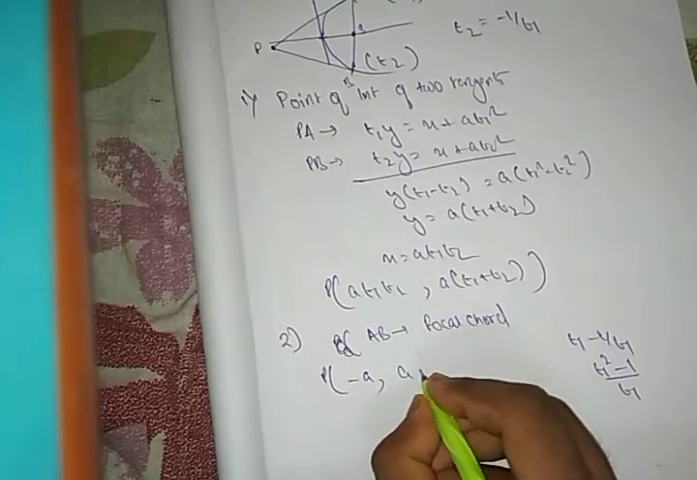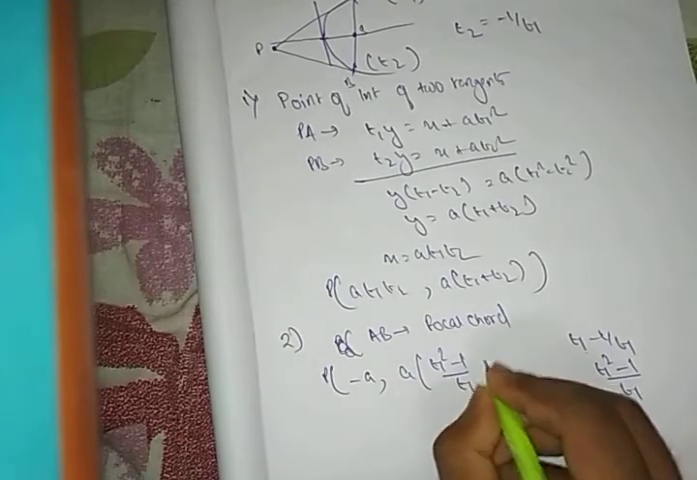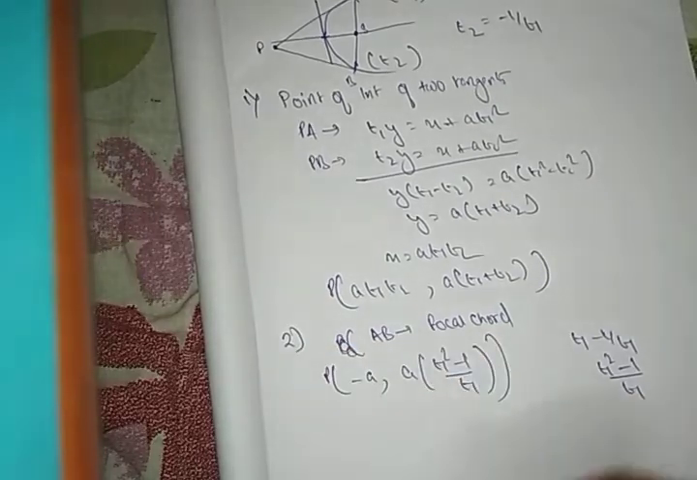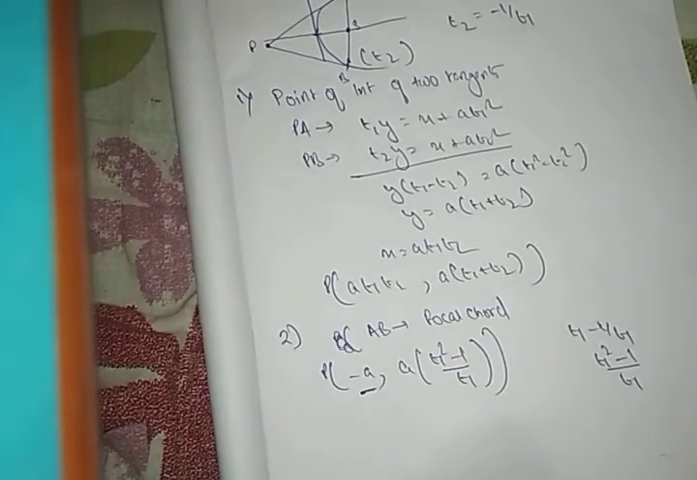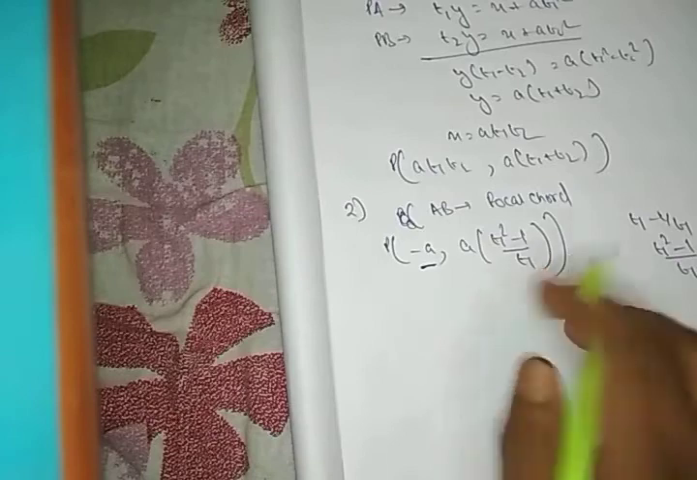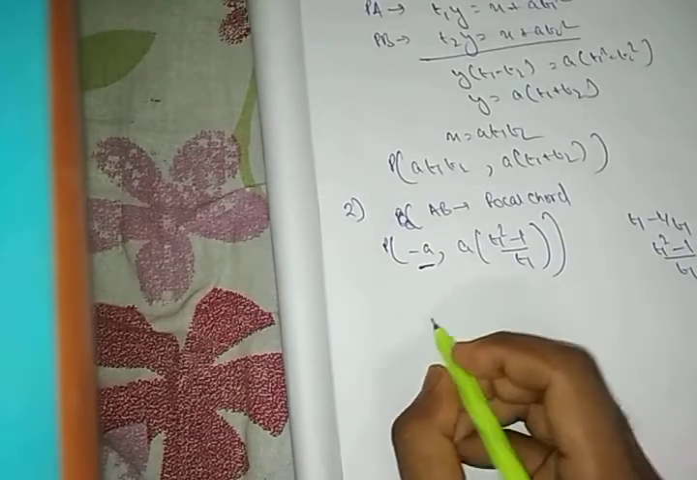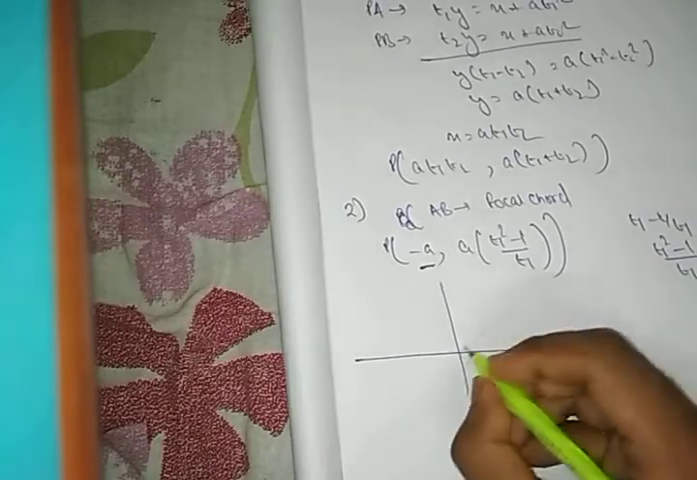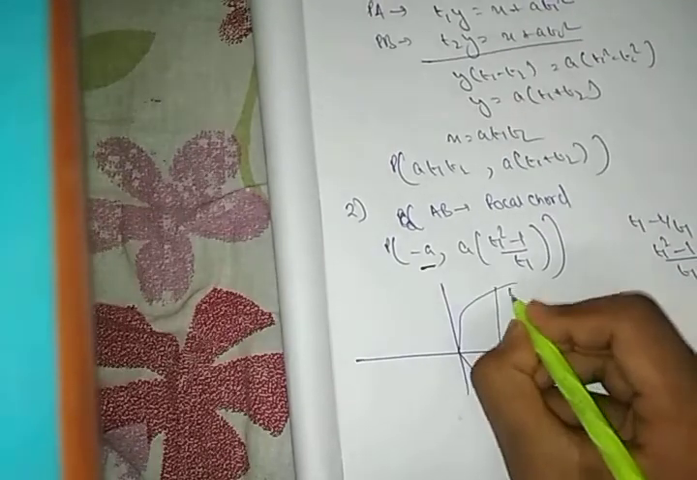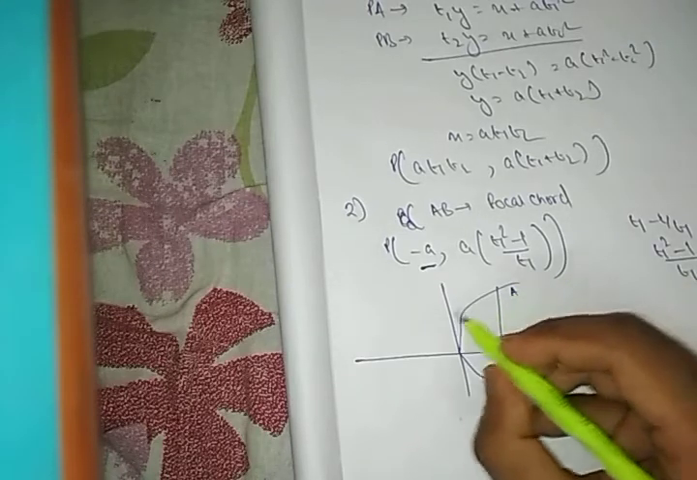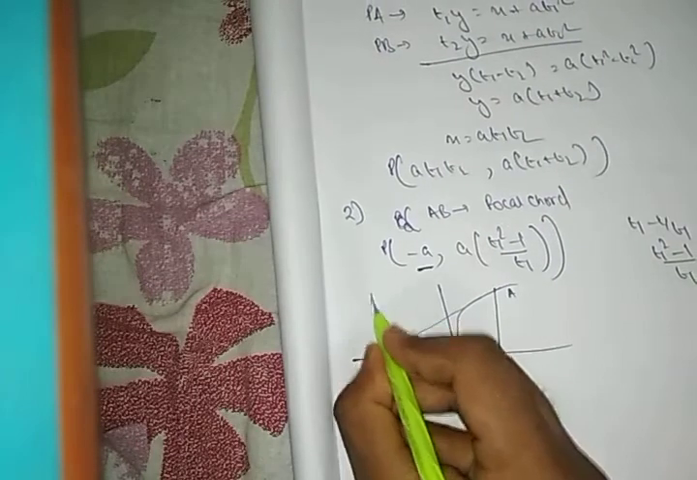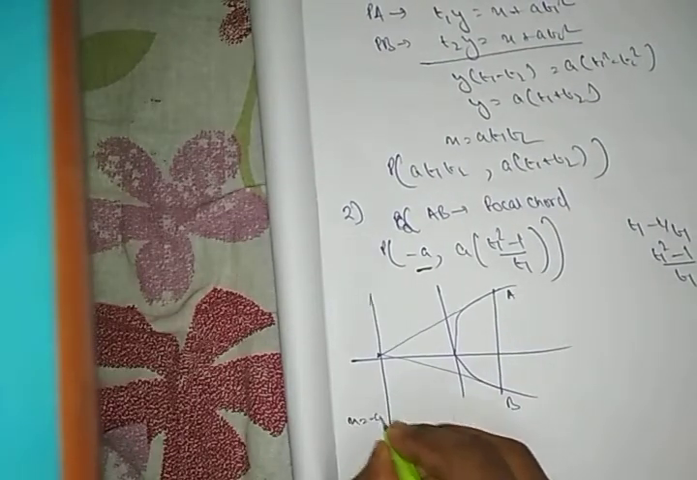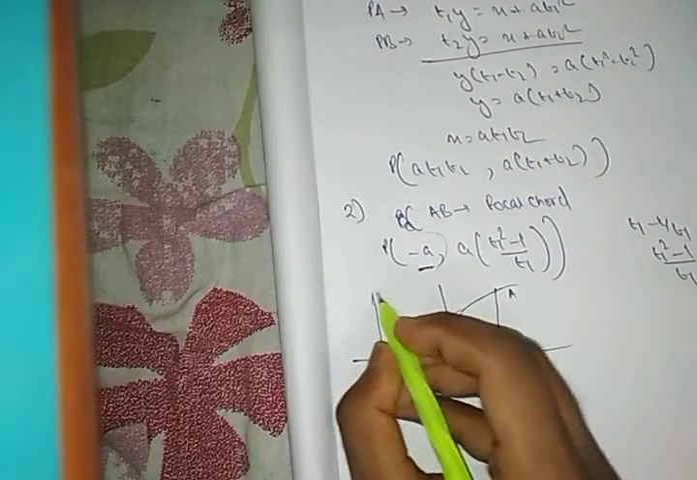It is not something great, but it is a very important result. Why is it important? Because if AB is a focal chord, the x coordinate doesn't depend on t anymore. It is a fixed quantity, minus a. Only the y coordinate changes, it varies with t. What does that mean? It means that if AB is a focal chord, then tangents at the ends of this focal chord will always lie on the directrix. What is the directrix? x equals minus a. That is what is proved here: x never changes, only y changes as t varies.